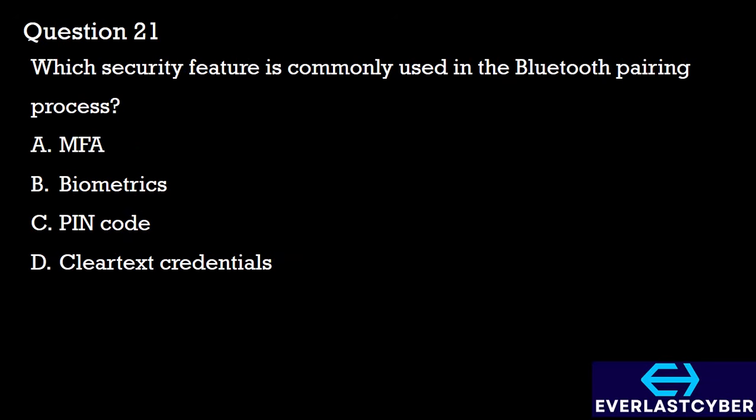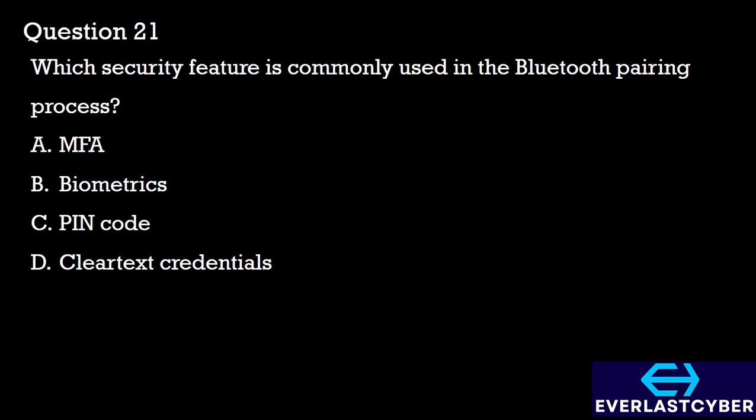Question 21. Which security feature is commonly used in the Bluetooth pairing process? A. MFA. B. Biometrics. C. PIN code. D. Clear text credential. While MFA is a strong security feature, it is not typically used in the Bluetooth pairing process. Remember, MFA involves multiple forms of authentication, and this is not the standard part of Bluetooth pairing.